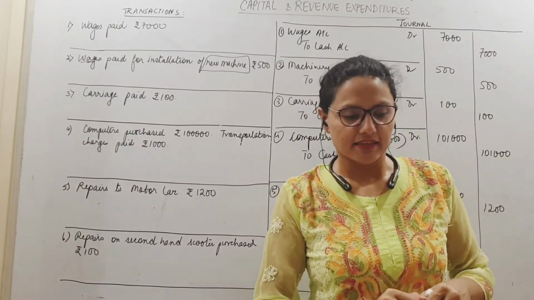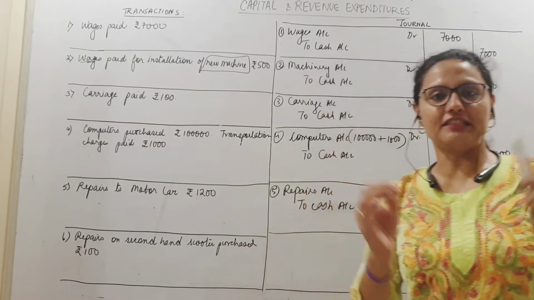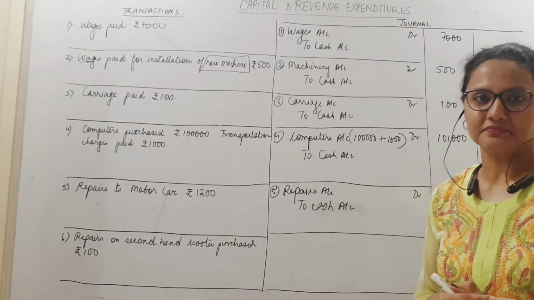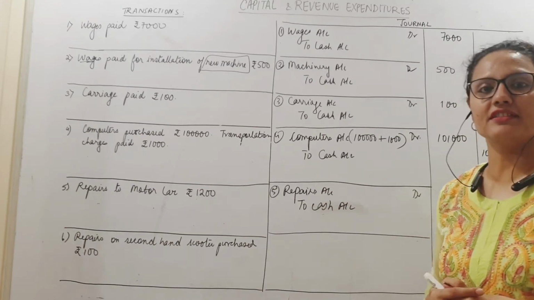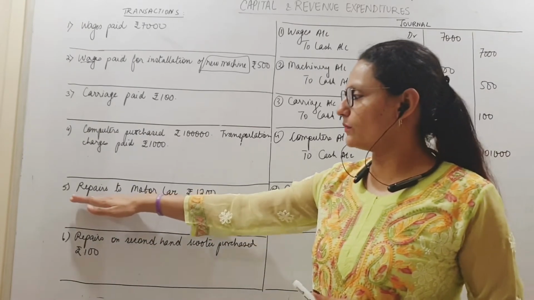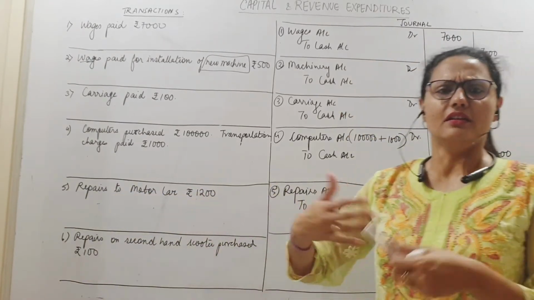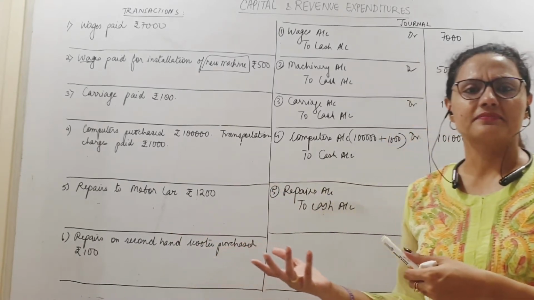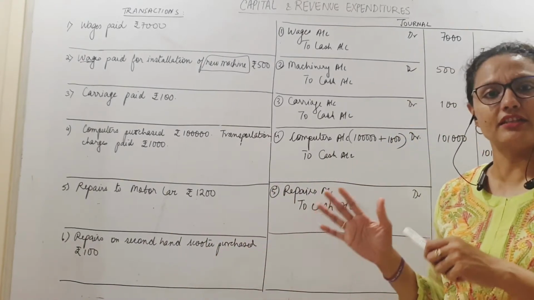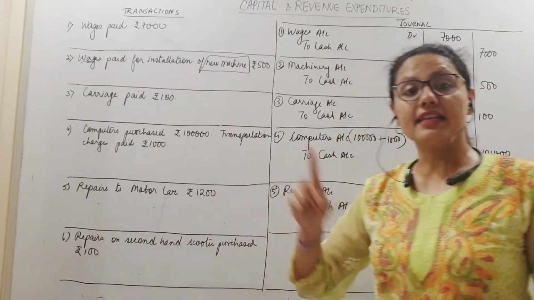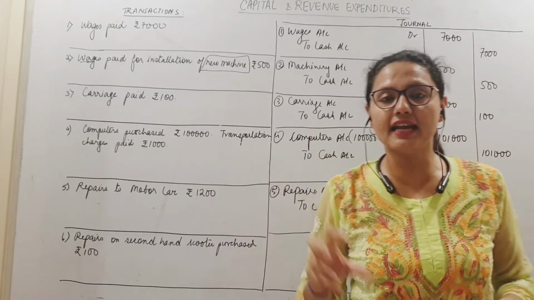You've got it, my brilliant children, the concept. Come on. Yes, there is a difference. The difference is this one was regular repairs on the regular use of the motor car, which is already purchased and in use. This repairs is on a purchase of a second-hand scooter.